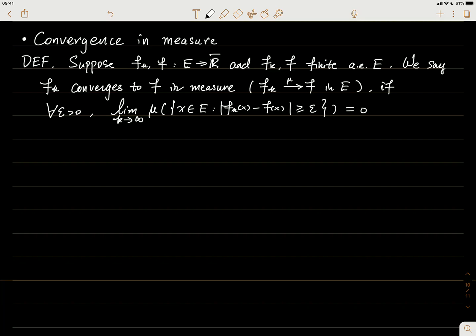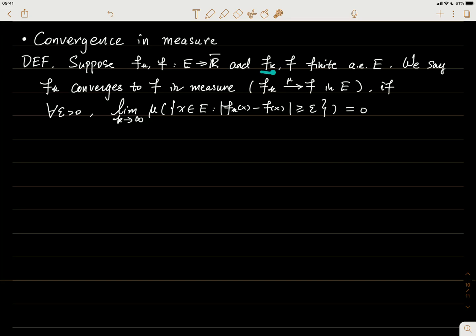Okay, today we're going to introduce a new type of convergence for a sequence of functions. It's called convergence in measure. Okay, the definition is given as follows. Suppose we have a sequence of functions denoted by fk, and we have a limit function or target function f. They are defined on a measurable set E of Rn, and it's a mapping from E to R bar.